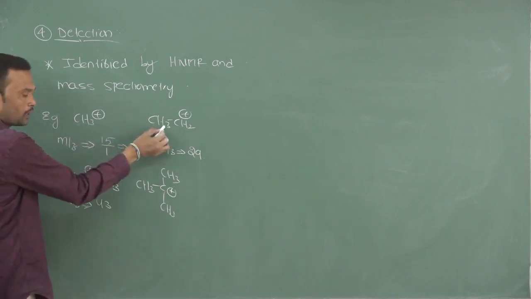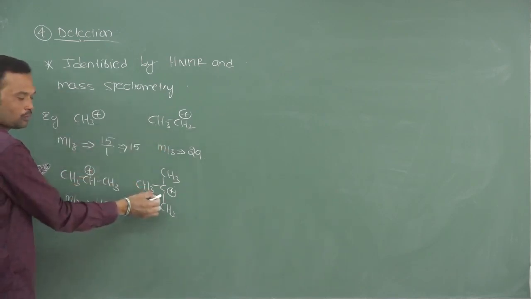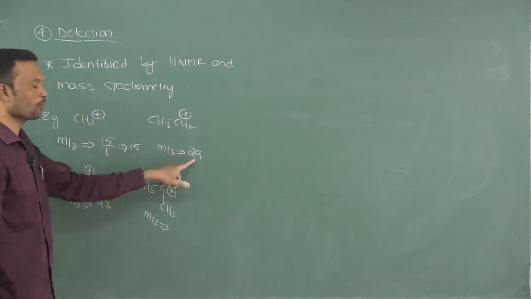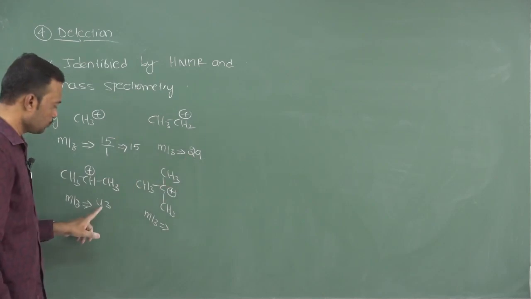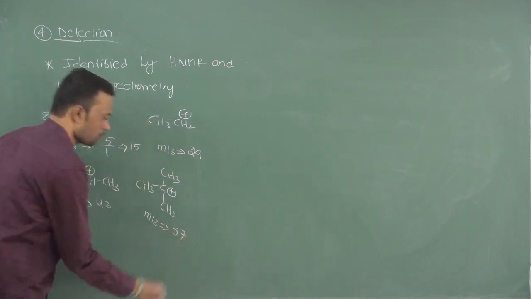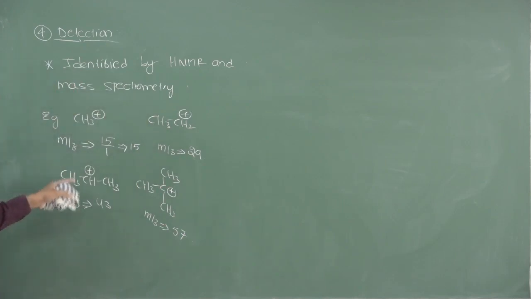From one to the next, one more carbon. So, can I say 15 plus 14, 29; 29 plus 14, 43; 43 plus 14, 57. So, this is the M by Z value, the mass by charge ratio. Okay.